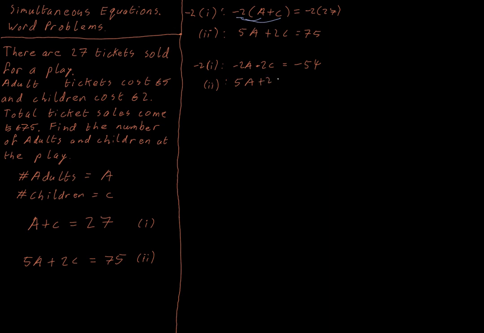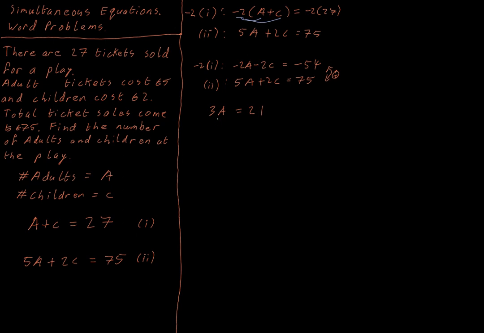we're going to end up with 0c, and we'll end up with an equation only involving a's. So we can add them together, and we get minus 2a plus 5a is 3a. There's no c's, they sum to 0. So minus 2c plus 2c is 0c. And we add them together and we get 21. 75 minus 54 is going to be 21.